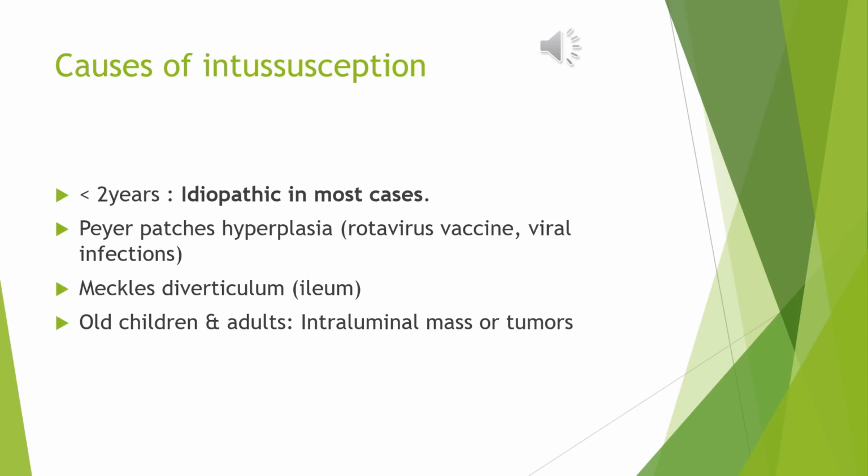In older children or in adults, you always have to suspect an intraluminal mass or a tumor to be the leading cause of intussusception, because intussusception is not common in that age group. So whenever we see an intussusception in an adult, we should think of an underlying cause, such as a mass or a tumor, as the leading point for the intussusception.